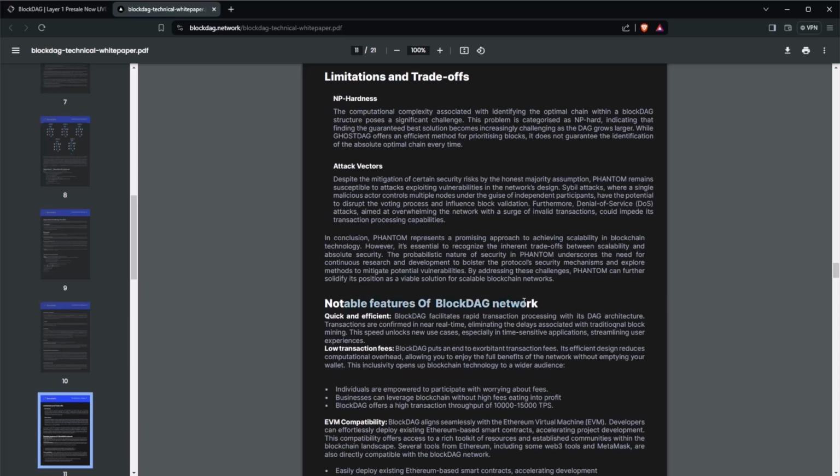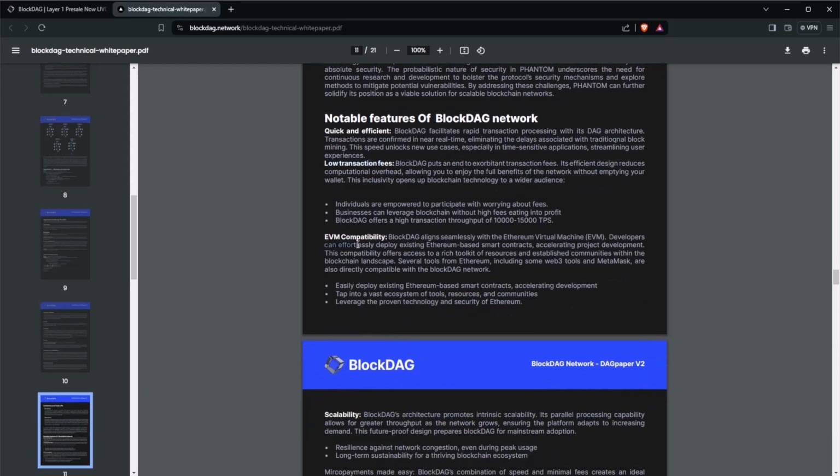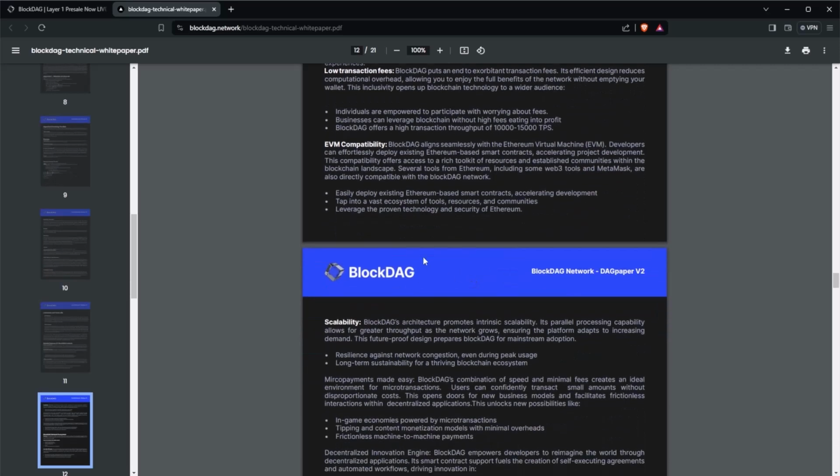So of course, the notable features of the BlockDAG network: it is quick and efficient, low transaction fees, and EVM compatibility, because it's aligned seamlessly with the Ethereum Virtual Machine. So if you are an existing Ethereum developer, any Ethereum-based smart contracts can be deployed on the BlockDAG network, which of course will accelerate new project development. And this, of course, brings a rich toolkit of resources and established communities in the landscape. Of course, you can use standard tools like MetaMask, easily compatible with the BlockDAG network. So that is a great point.